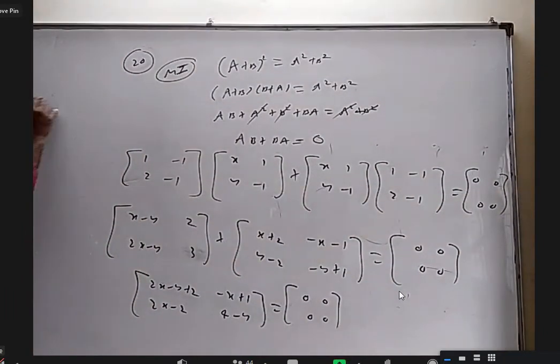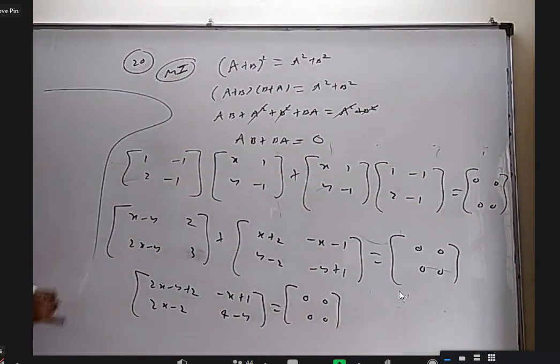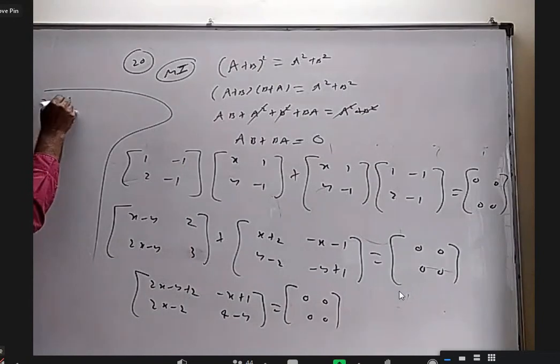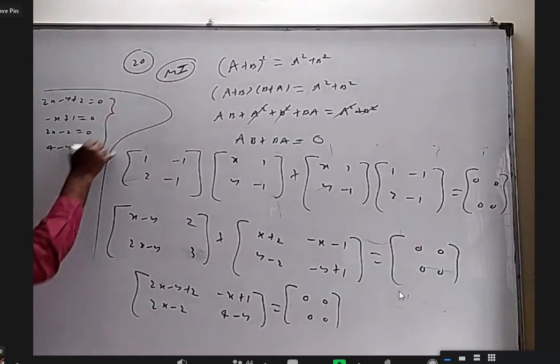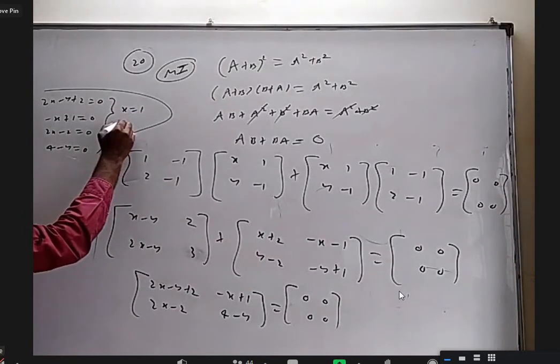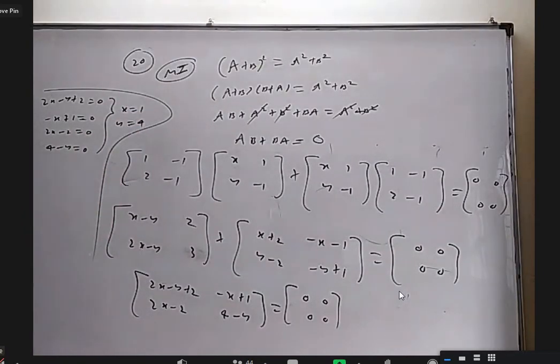Okay, let me write those equations. Lack of place, I'm writing here. 2x minus y plus 2 equal to 0. Minus x plus 1 equal to 0. 2x minus 2 equal to 0. 4 minus y equal to 0. All will give me x equal to 1 and y equal to 4.